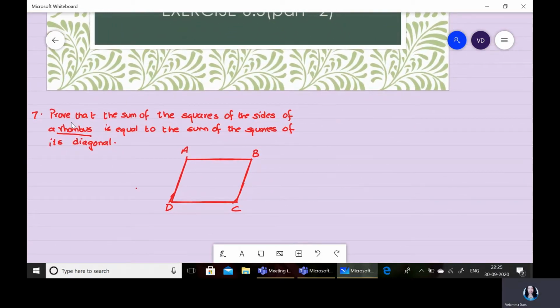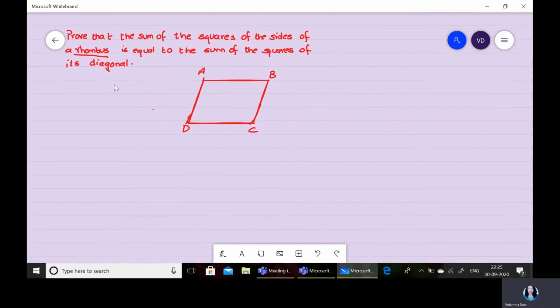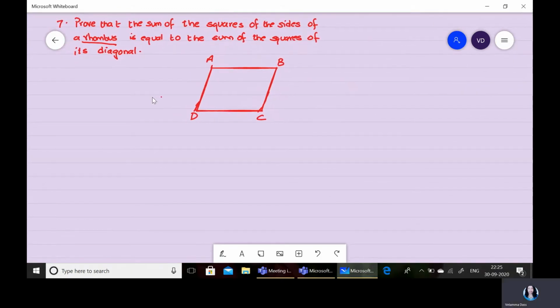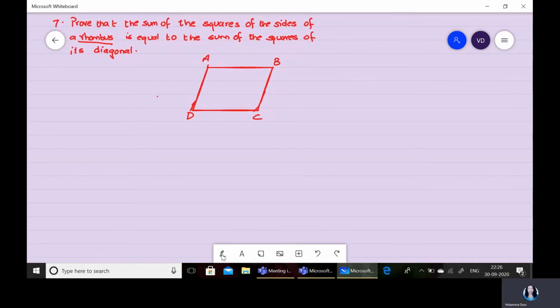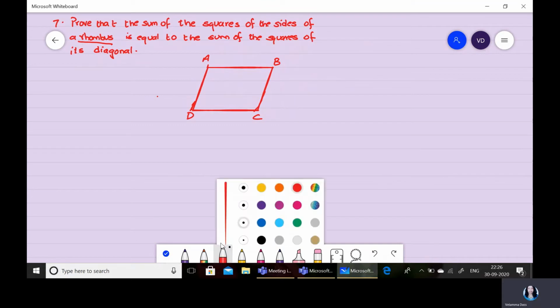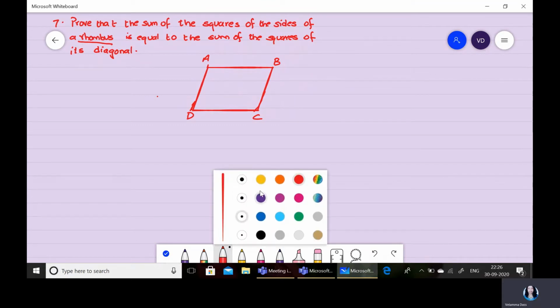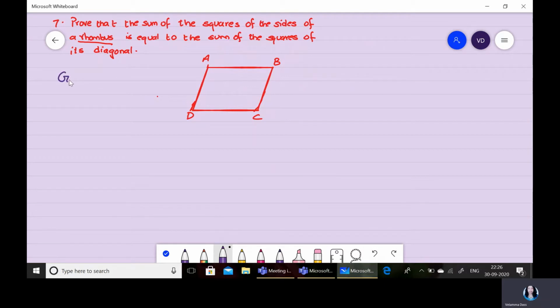Question number 7 says prove that the sum of the squares of the sides of a rhombus is equal to the sum of the squares of its diagonals. So here we have to prove that. Let's first interpret the given. What is given here? The quadrilateral is given as a rhombus. So we understand that ABCD is a rhombus.